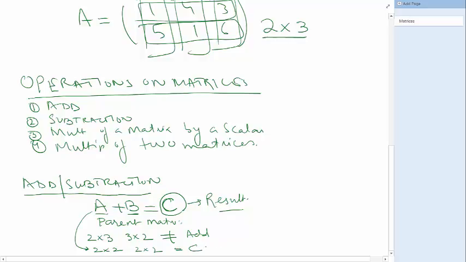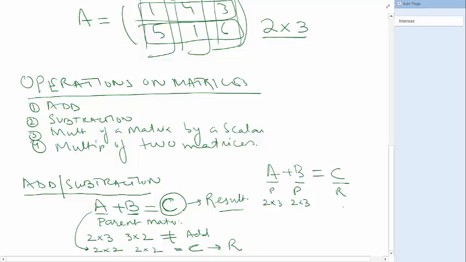And remember one thing, the key is that the resultant of two matrices should have the same order as that of the parent matrices. So let's suppose we have the equation A plus B equals C. Here A and B are the parent matrices and C is the resultant matrix. Let's suppose the order of A is 2 by 3, and the order of B is also 2 by 3. In that scenario, we can say addition is true.